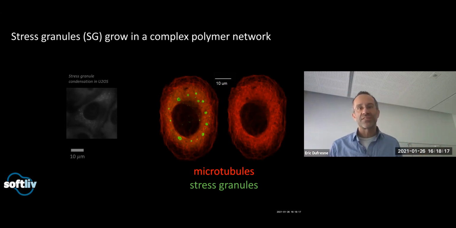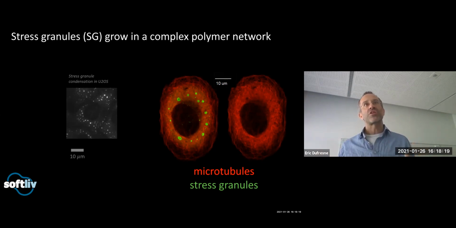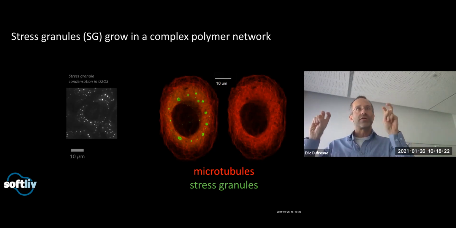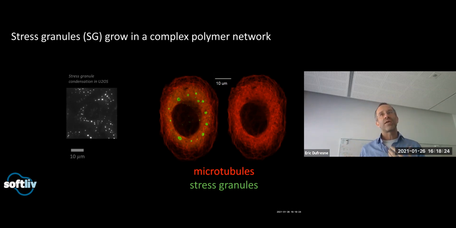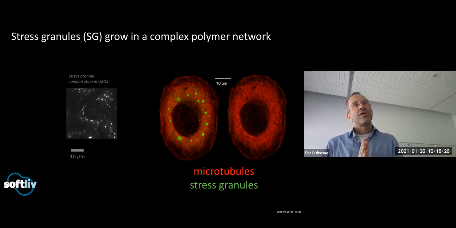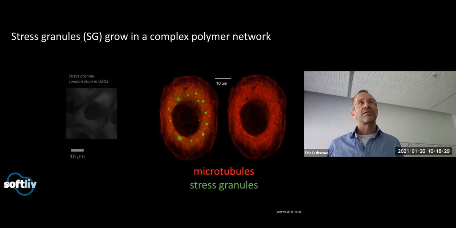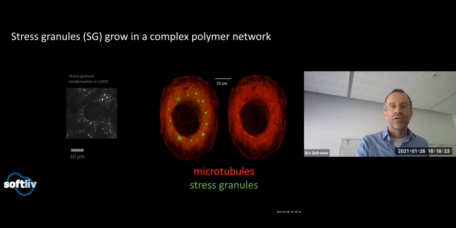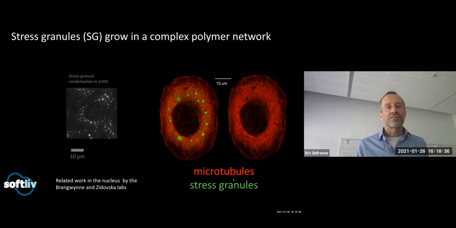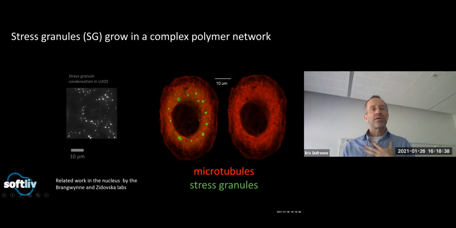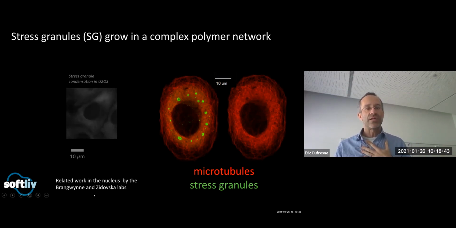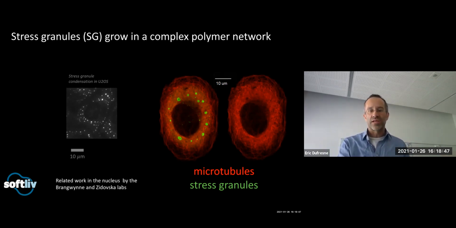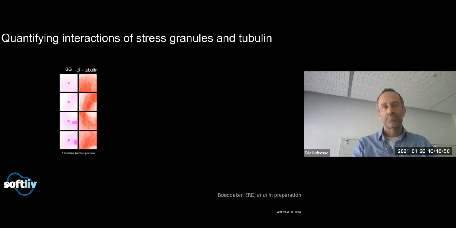There are other interesting questions, such as: are the stress granules just opportunistically growing in places where there is room? Or do the stress granules really have a non-trivial, interesting mechanical coupling to the polymer network and interact with it? This is a topic that we're not the only people thinking about. Cliff Brangwynne at Princeton is thinking about it in the nucleus, and Alexandra Zidovska is also thinking about it in the nucleus. But the basic question they're working on is the same.